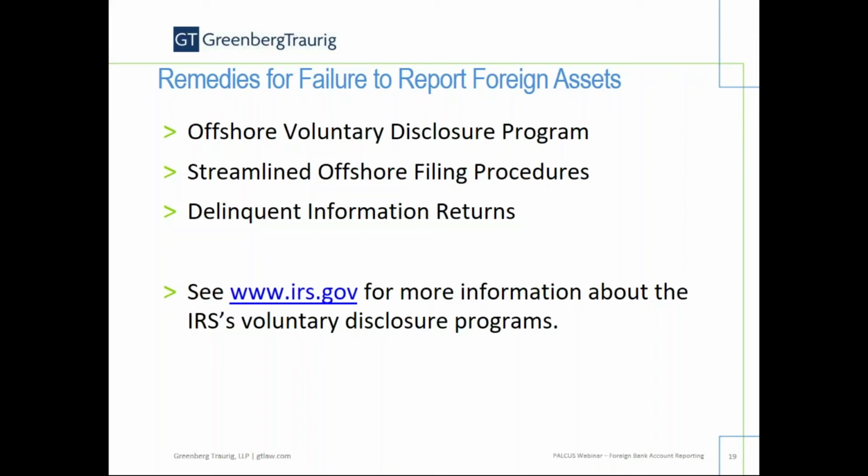And then the Delinquent Information Returns is if you have just failed to file these information returns, the FBAR, the 3520, or the 5471, but you owe no income tax, meaning you don't have any unreported income, meaning interest or dividend income on any of these assets, then you can just come in and file these returns with a reasonable cause statement, and the IRS won't necessarily waive the penalty, but they might.